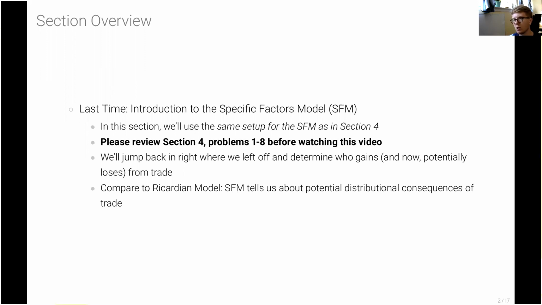We're going to continue on from problem 8, where we left off last time. What I'm going to show you today is that in this model, there are going to be 3 different types of groups. There are laborers who sell their labor at wage W, and then, new in the specific factors model, there are owners of land and capital. For each of those 3 groups, we're going to determine who gains, and what's new, who potentially loses from trade.